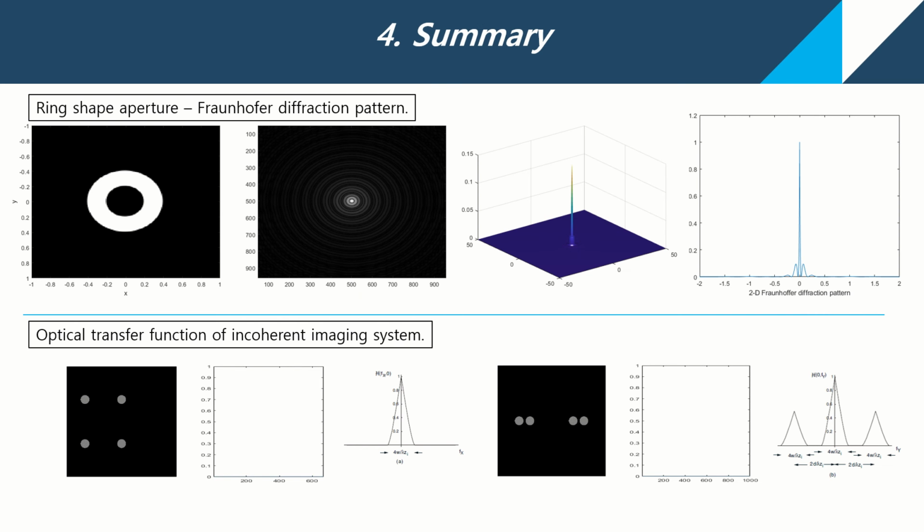This is the summary of results that I made with MATLAB. I made the ring shape aperture and checked the Fraunhofer diffraction by using several ways, and plotted the optical transfer function in case of incoherent imaging system.